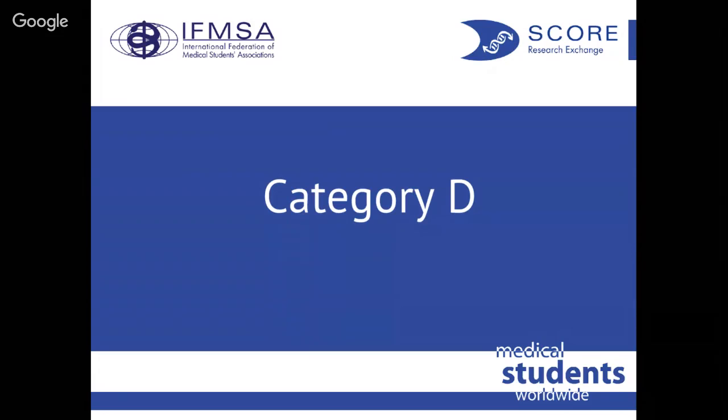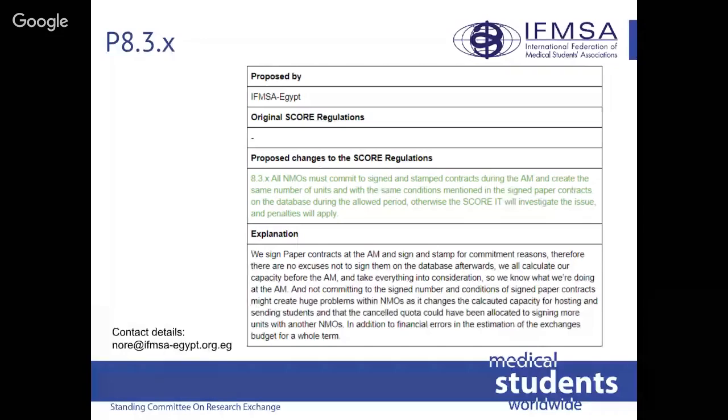So we start with category D, which is the regulation change proposals with the most significant changes to the regulations. So our first proposal is by IFMSA Egypt. And if you have any questions about this proposal, you can contact Amr Denori from IFMSA Egypt. The contact details, the email address, is on the slide, so you can always contact them.